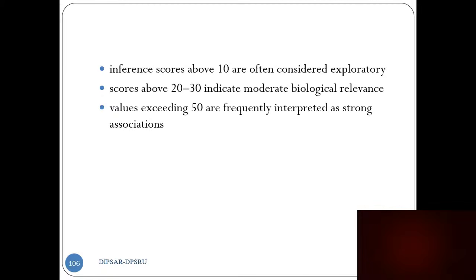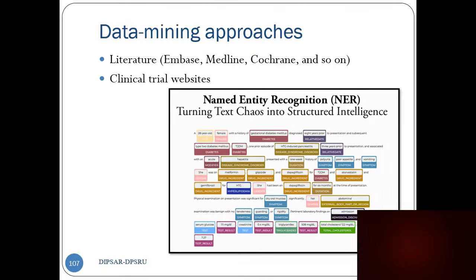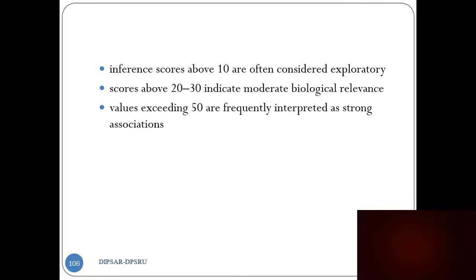Scores above 20 to 30 indicate moderate biological relevance. Values exceeding 50 are frequently interpreted as strong associations. So this is for the compounds. So create another Excel file, which your compound can hit.